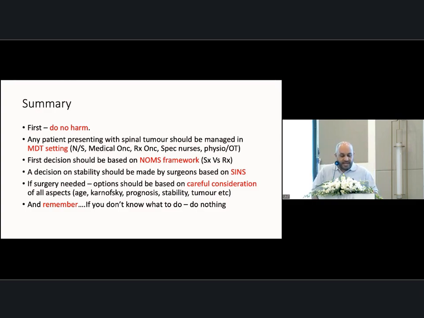I spoke about this again, but I'll reiterate, any patient presenting with a spinal tumor should be managed in a multidisciplinary team setting. It shouldn't be a solo decision of the oncologist. It shouldn't be a solo decision of the surgeon either. It should be a joint decision with a multidisciplinary team, hence the term multidisciplinary, meaning lots of different people from different specialties coming together to make the right decision, hopefully, for that patient.